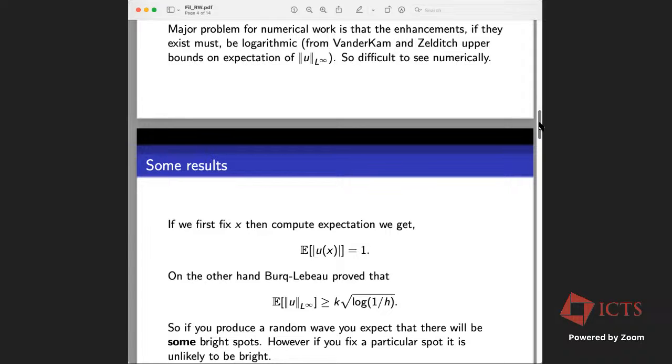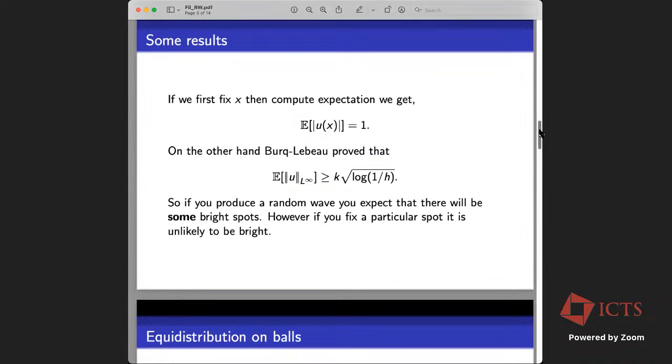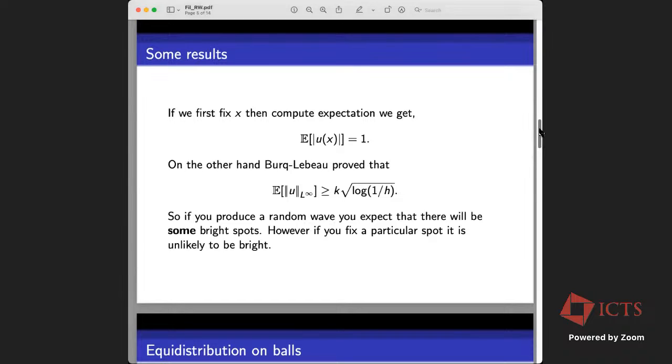On the other hand, we also have a result by Burke and LeBeau, which says that the expectation of the L infinity norm is bounded below by log 1 on H. So as H goes to 0, this term, log 1 on H, is growing. So it says that the expectation has to grow as you get higher and higher frequency. And we also knew previously that it can't grow more than logarithmically. So this is kind of a sharp bound.